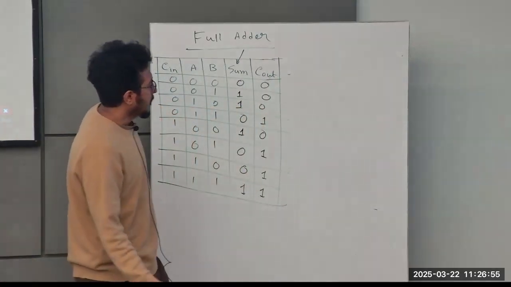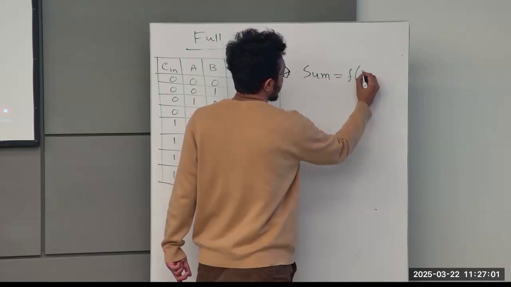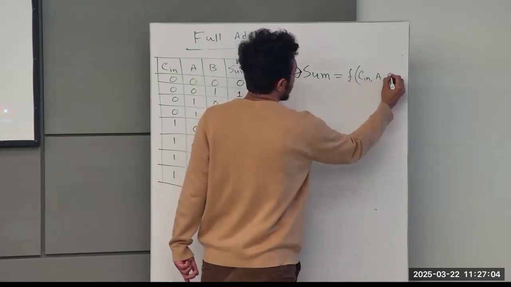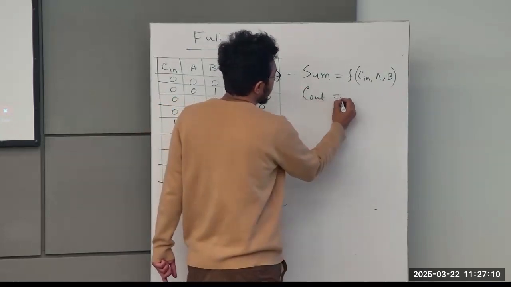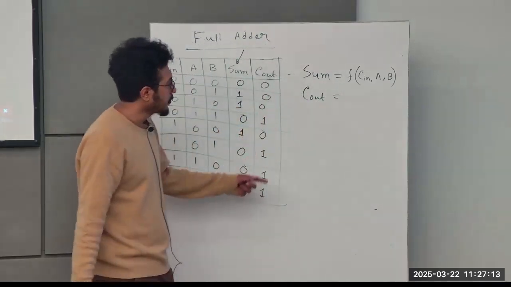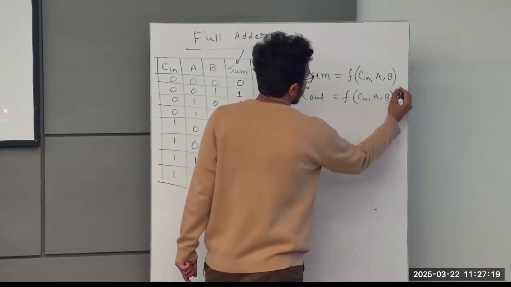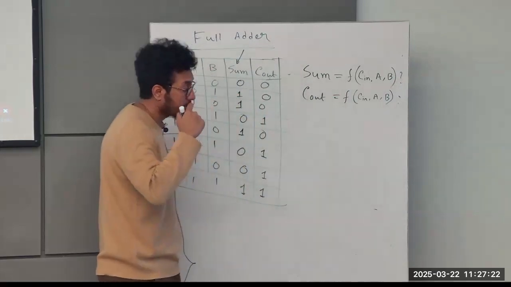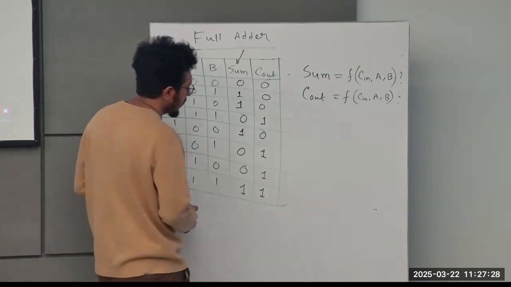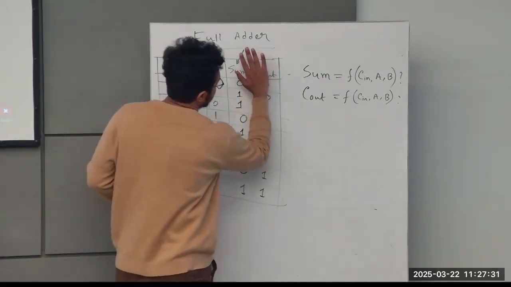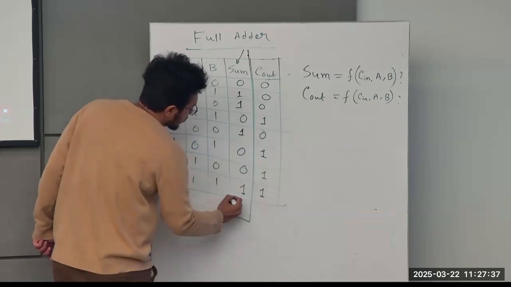Now, if I ask you to write the output sum as a function of the inputs, we have two outputs, one is sum and one is carry, in terms of the inputs. This is what we are trying to do now. Now we can do that, right? From our previous discussion, forget about this column, and just focus on this column now.